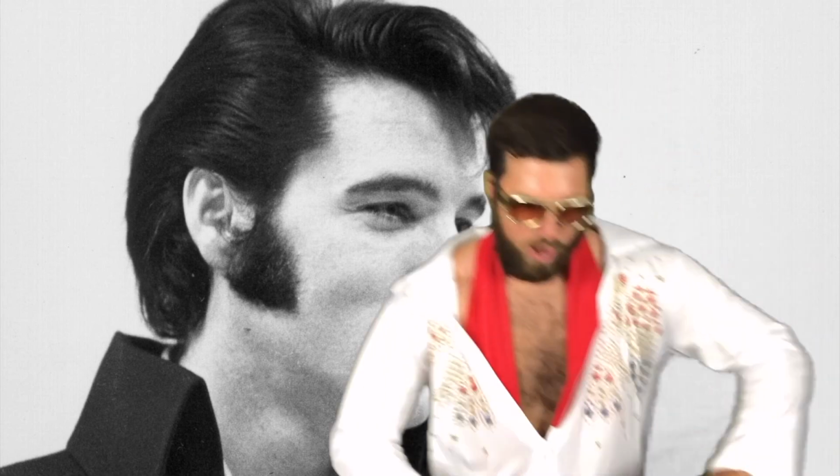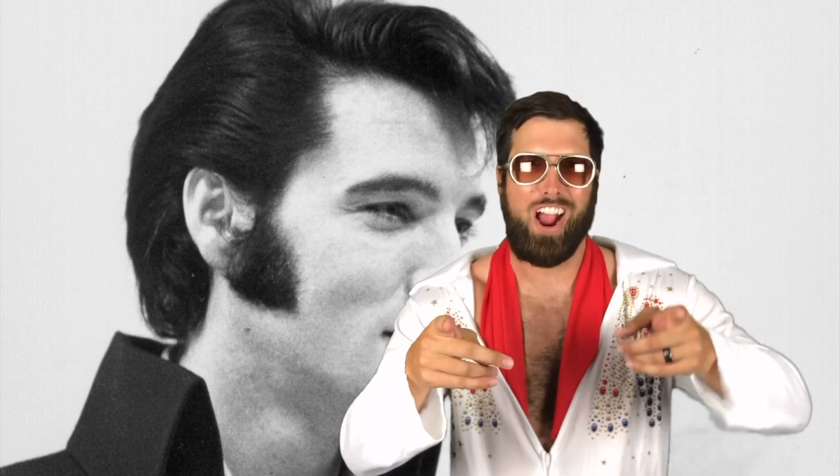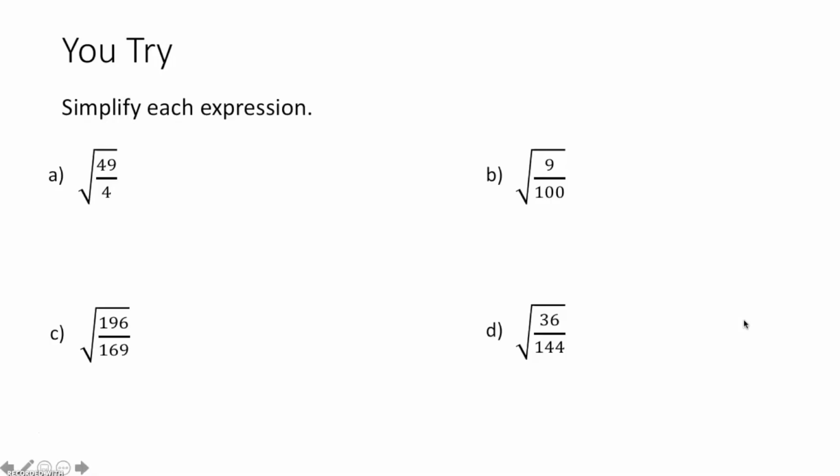Here we go, Elvis, here we go. You try. Okay, so again, we rewrite it with the square root of our numerator and denominator. We are going to ask ourselves what number squared is equal to 49? That's going to be 7, so we rewrite 49 as 7 squared. What number squared is equal to 4?